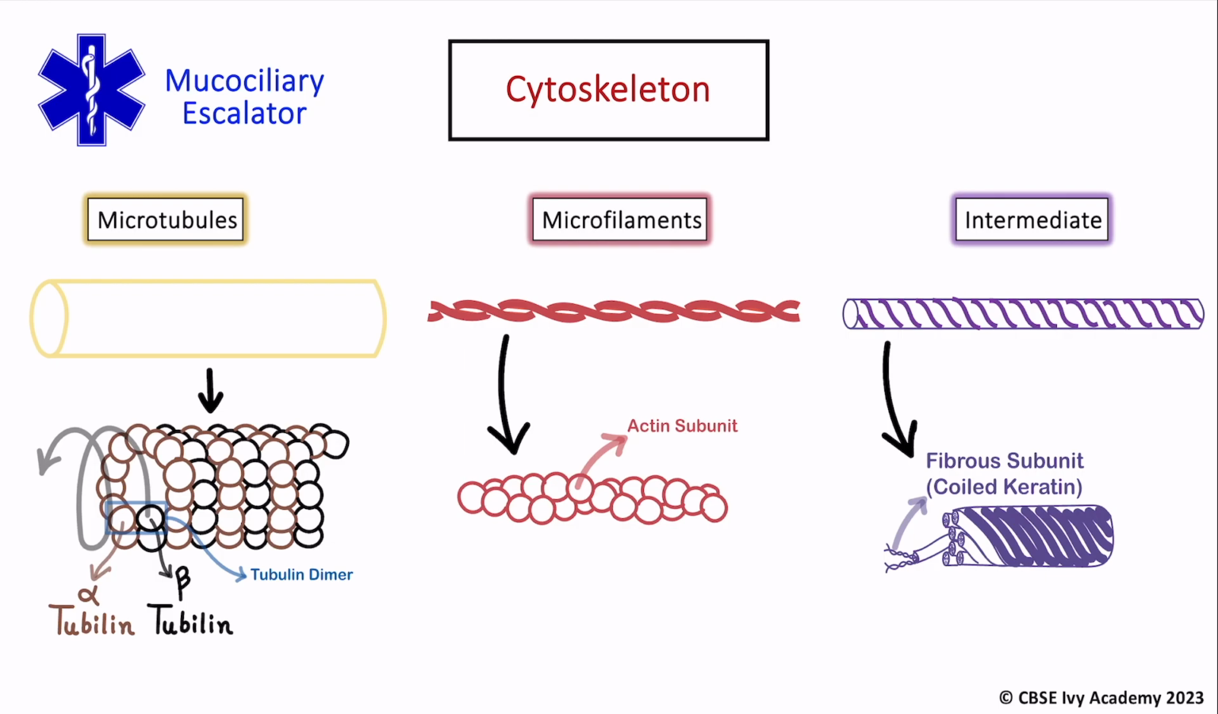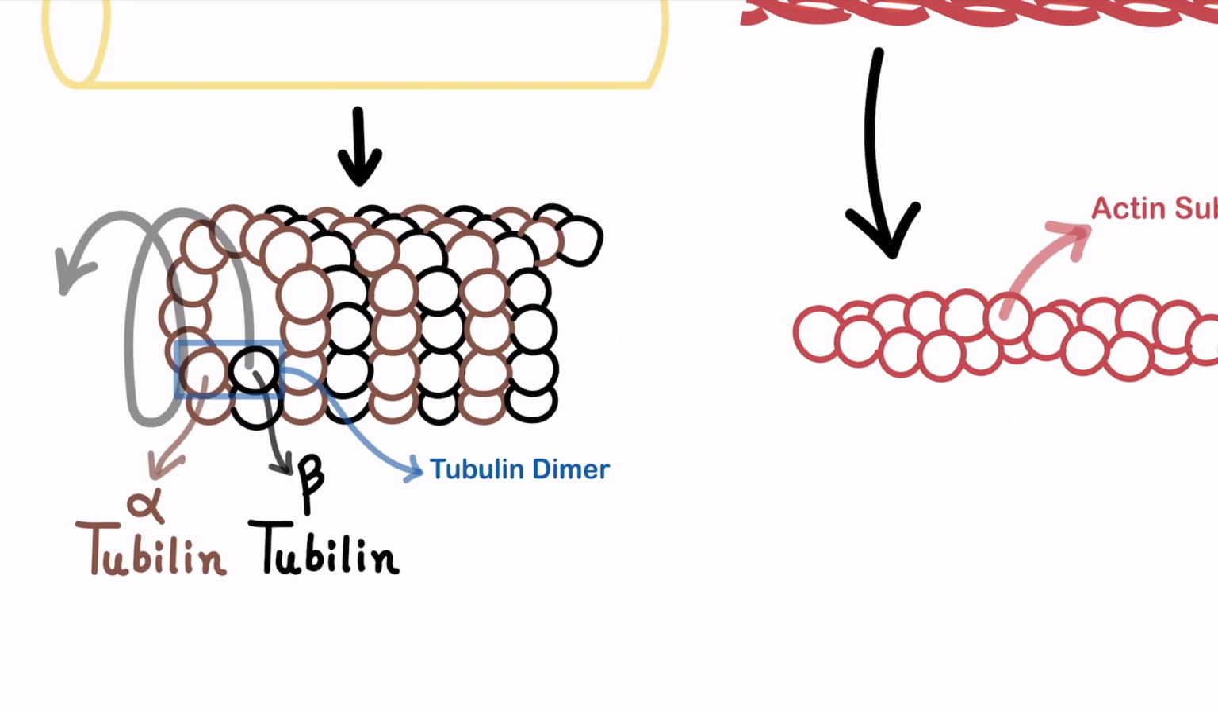The cytoskeleton. There are many functions to the cellular cytoskeleton, but let's first look at the 3 main types of fibers that make up the cytoskeleton. That would be the microtubules, the microfilaments, and the intermediate filaments. Now all eukaryotic cells have microtubules, which are hollow rods made from the globular protein tubulin. Now each tubulin protein is a dimer made from alpha tubulin and beta tubulin.